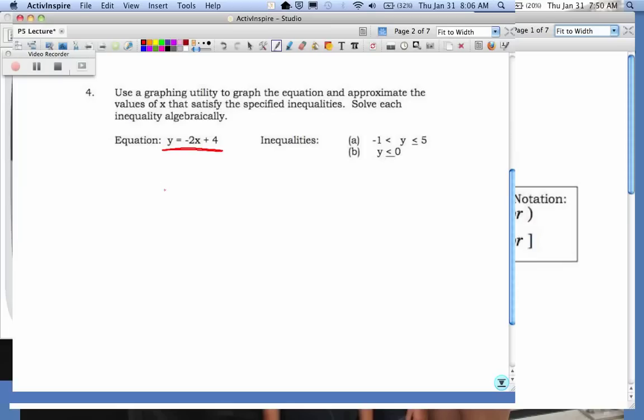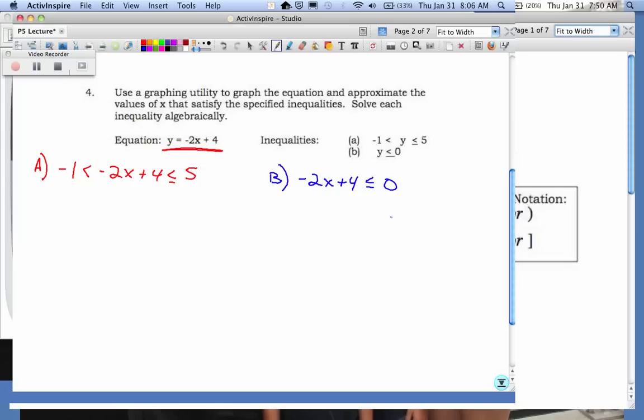So they're giving you the negative 2x plus 4. They're calling it y. The first time, for a, they want you to put it in between negative 1 and 5. So as you solve a, it'll be negative 1 less than, and you put negative 2x plus 4 less than or equal to 5. And then the second time you do it, part b, they want you to set your equation less than or equal to 0. So you're going to go negative 2x plus 4 less than or equal to 0.